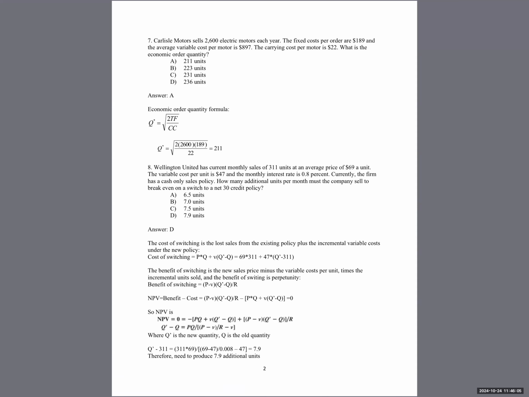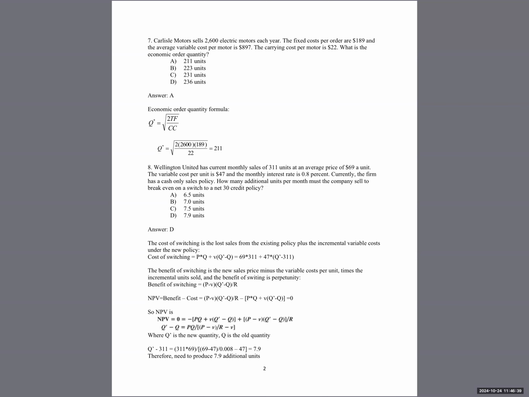The Caliso model sells 2,600 electronic models each year. The fixed cost per order is $189, and the average variable cost per model is $897. The carrying cost per model is $22. What is the economic order quantity?